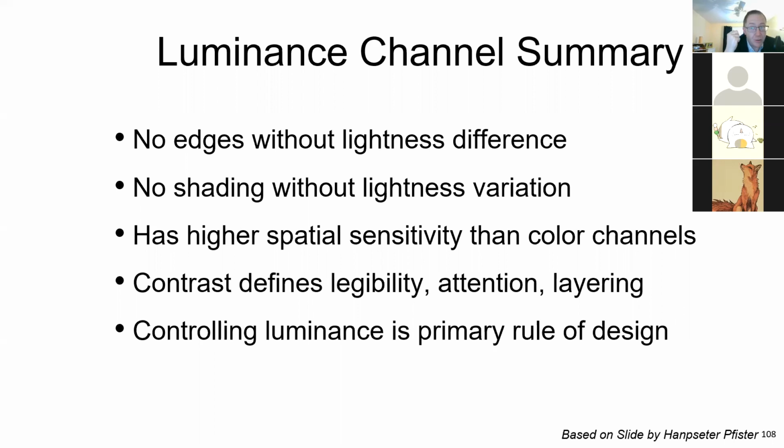The reason is because you need to see the outlines of those shapes. The way you read text is based on lightness to darkness, nothing to do with color. So controlling the luminance, controlling how bright something looks, is a primary design rule. You need to be in complete control of that thing.